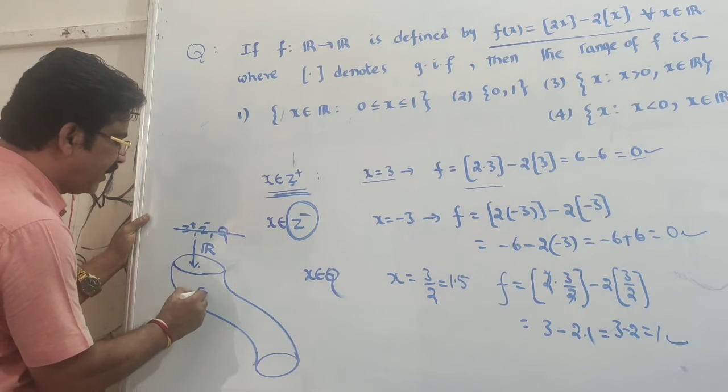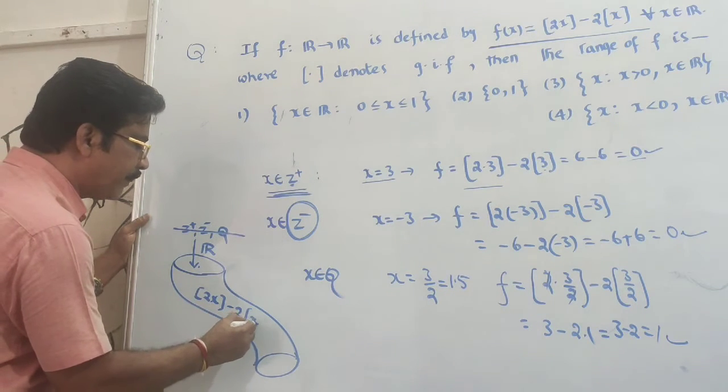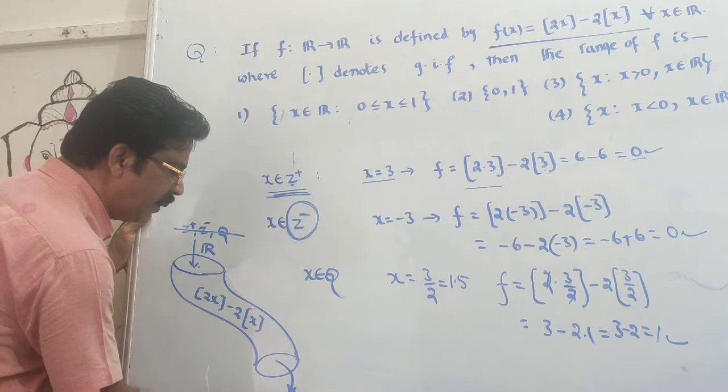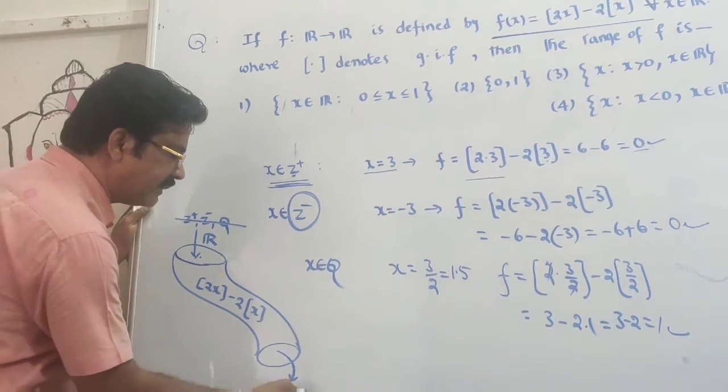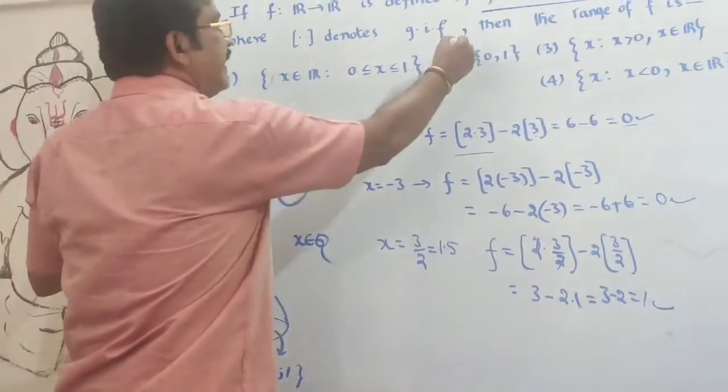The function is floor of 2x minus 2 into floor of x. So the output will be only either 0 or 1. Only 2 elements are there. That's why the second option is right.